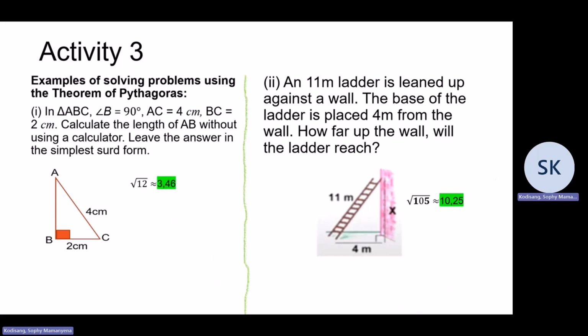So the first thing that you have to do is to write the equation. A squared plus B squared is equal to C squared. So in this case, it will be AB squared plus 2 centimeters all squared is equal to 4 squared. And the ultimate answer should be the square root of 12, which is approximately 3,46. I urge you to verify these calculations. Sometimes you might find that there are typing errors, but the square root of 12 is approximately 3,46.